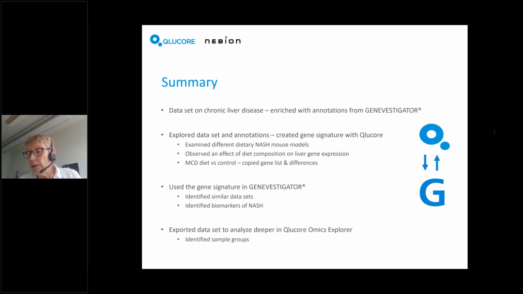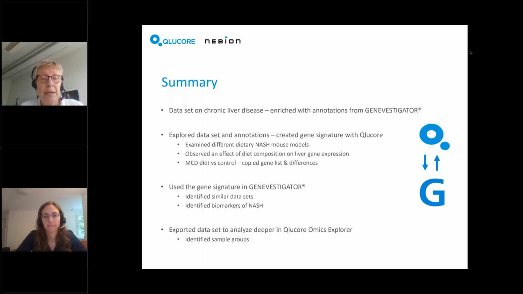And then Hind showed us how to use this gene signature in Genevestigator. So she did a comparison across a whole compendium of public data sets and identified similar data sets. Then she also showed us how to identify biomarkers of NASH. And finally, she took one of the identified data sets and exported it back to Qlucore Omics Explorer, and thereby closing the analysis loop, so that we can then take this data set and start a deeper analysis of it in Qlucore Omics Explorer.